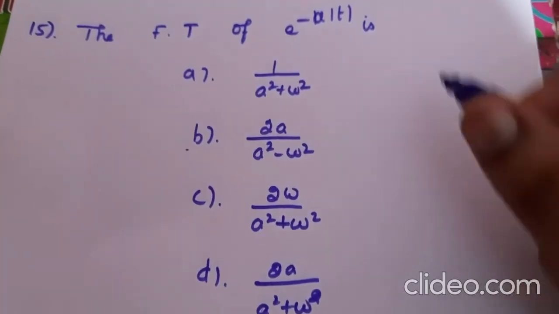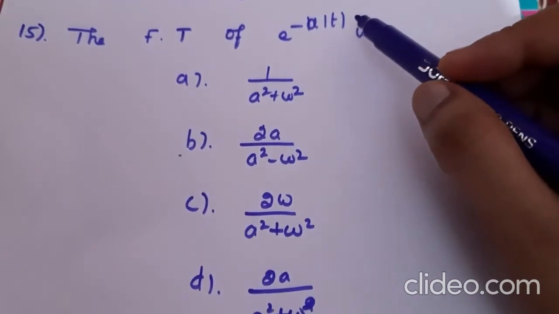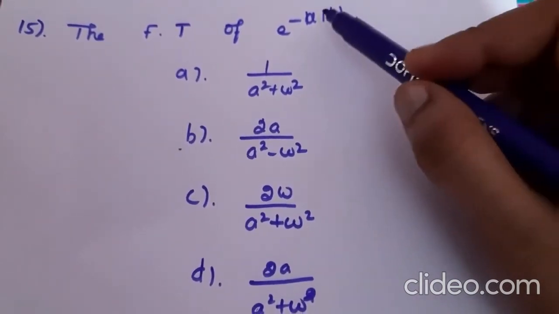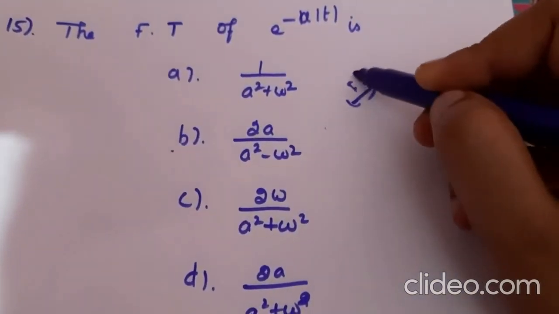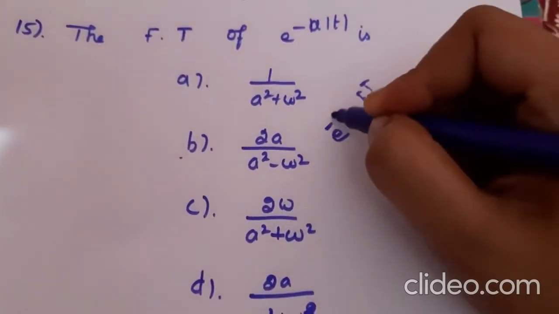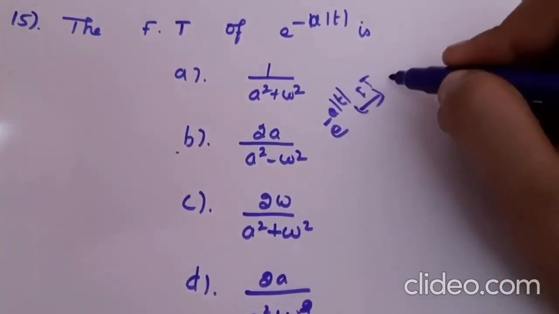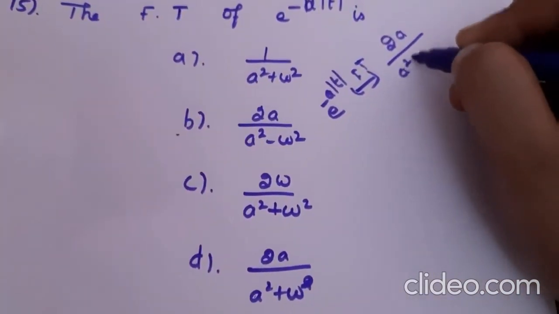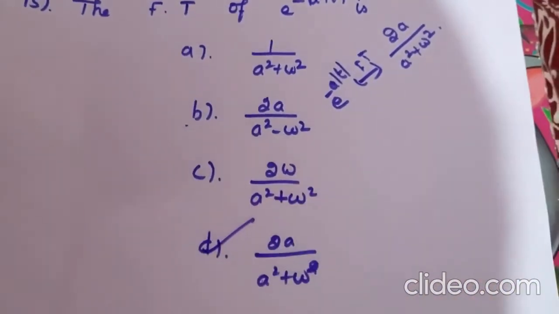And 15th question, the Fourier transform of exponential minus a into modulus of t, that means this is a two-sided real exponential function. So the Fourier transform of this two-sided real exponential function is given as 2a divided by a square plus omega square. So here the answer is D.